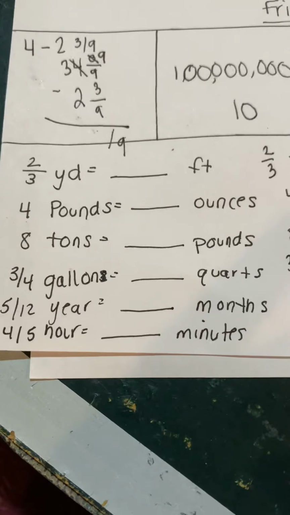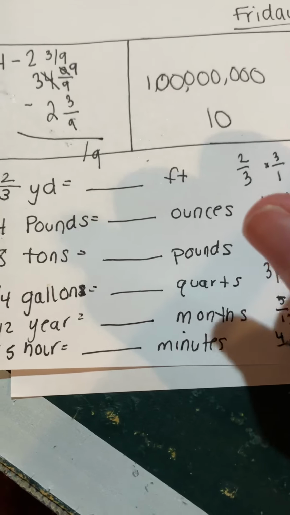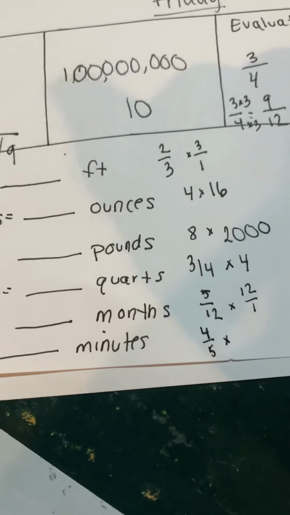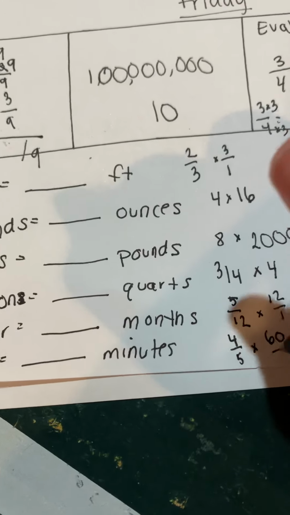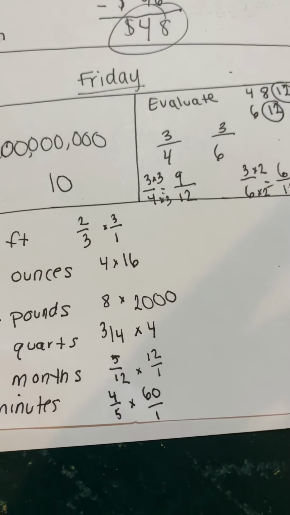And then the last one, 4/5 of an hour. 4/5 times 60, because there are 60 minutes in 1 hour. So go ahead and solve for those ones.